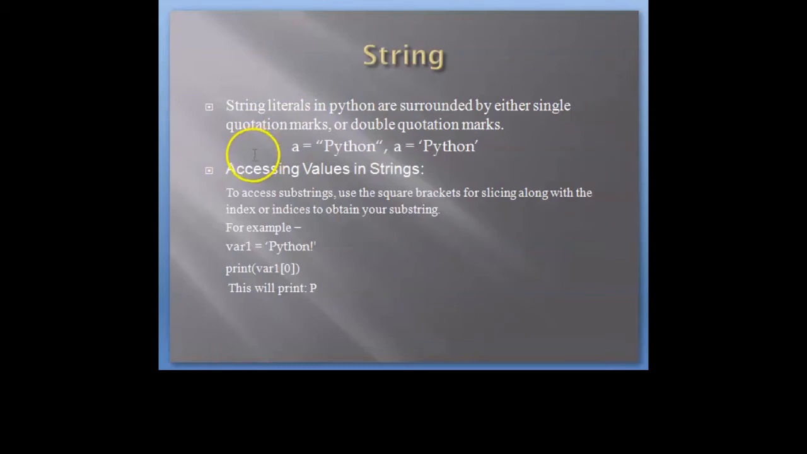Okay, moving on to the next, string. This is a little more important than integer and float. A string literal in Python is surrounded by either single quotation marks or double quotation marks. In Python, whenever we write a string, we use double quotation or single quotation. Okay, we can write a equal to Python, where a is a variable name which holds the value Python, which is a string. We can write it in double inverted commas or single inverted commas.